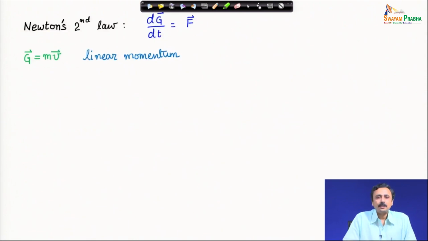Let us start by looking at Newton's second law. The rate of change of linear momentum is equal to the force. This is Newton's second law. Here I am using the notation capital G vector as the linear momentum vector. G is therefore equal to mass times the velocity vector. Therefore, the linear momentum vector is in the direction of the velocity vector, mass being a scalar quantity.